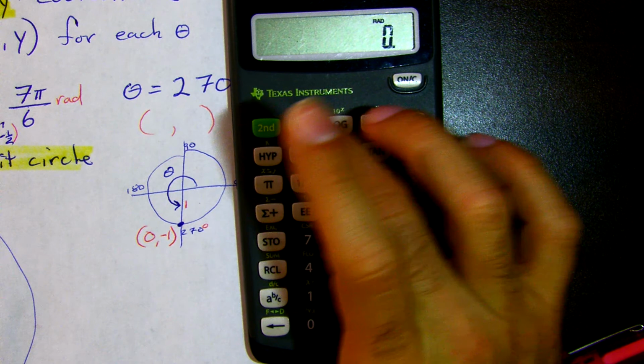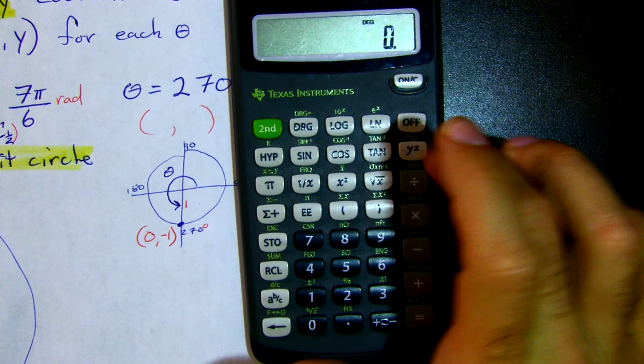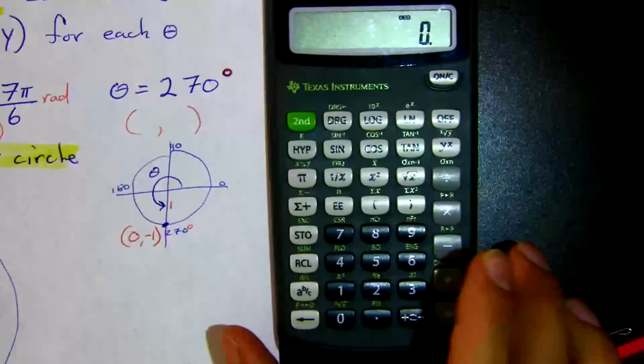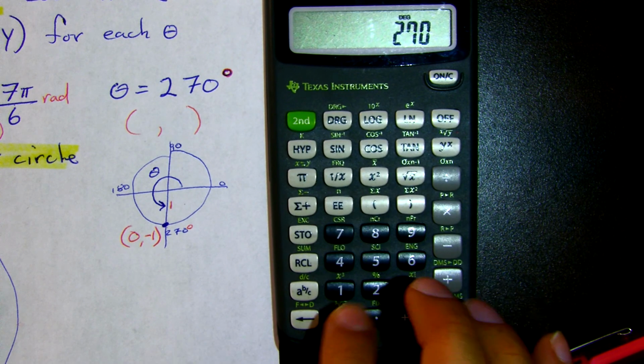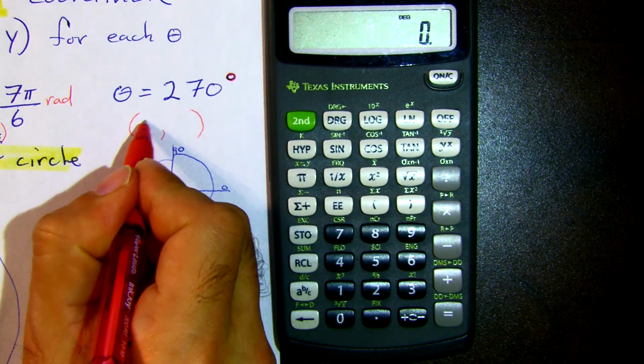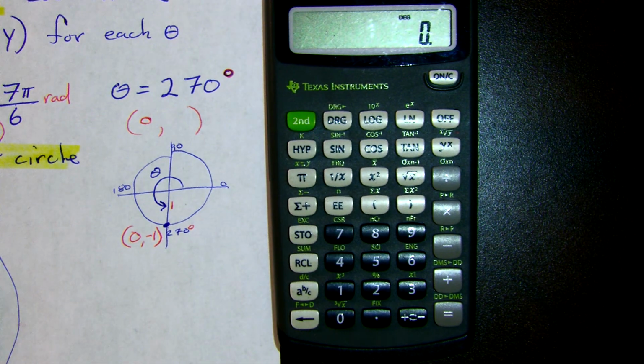So let's put it in degree mode. Okay, degree mode. And then I think for mine I have to put in 270 and then push cosine. Look at that. I love it when it works. 0.